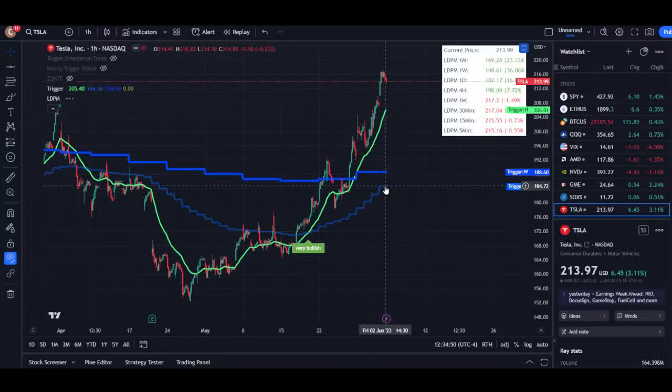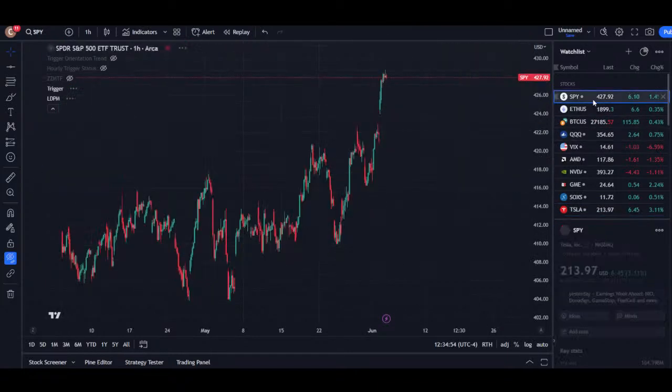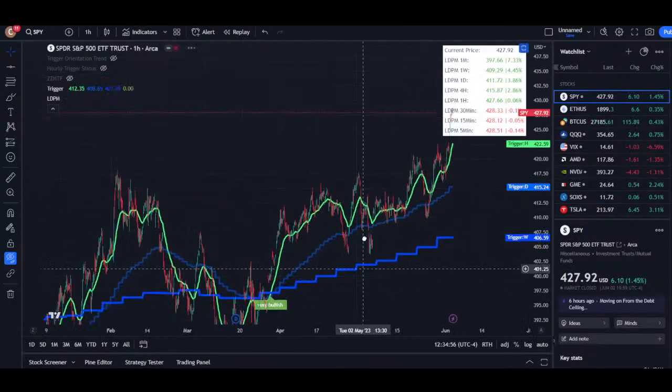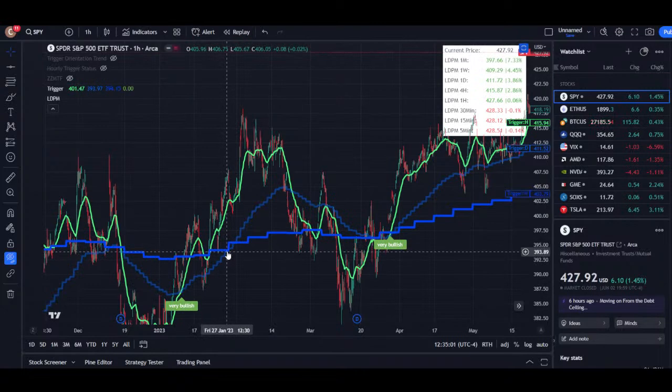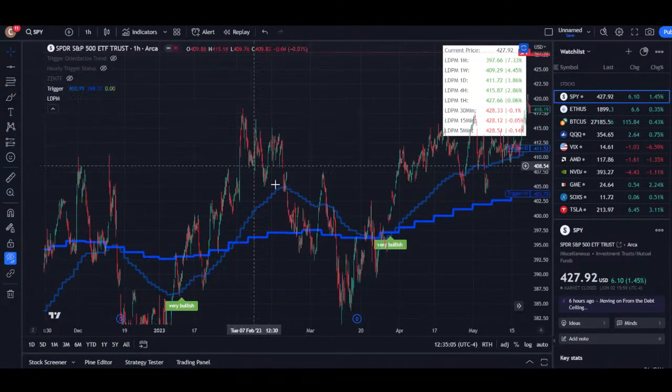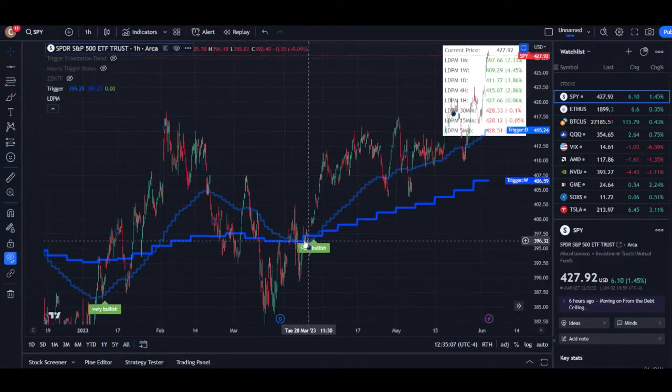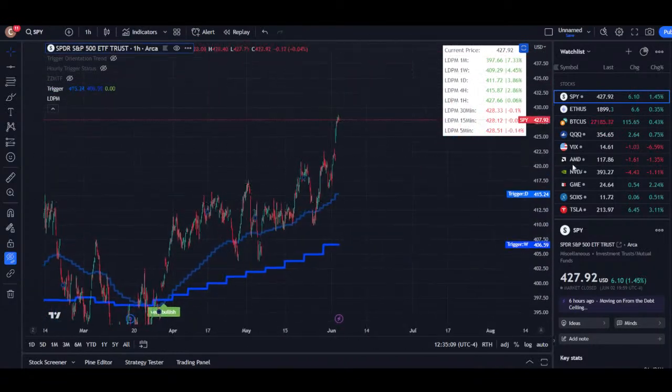We also have Tesla very close to this daily trigger, weekly trigger cross. If we go to SPY, here is where we had the original daily trigger, weekly trigger cross came up. Let me take away the hourly trigger. The daily trigger came down to the weekly trigger, but bounced off it and continued higher.